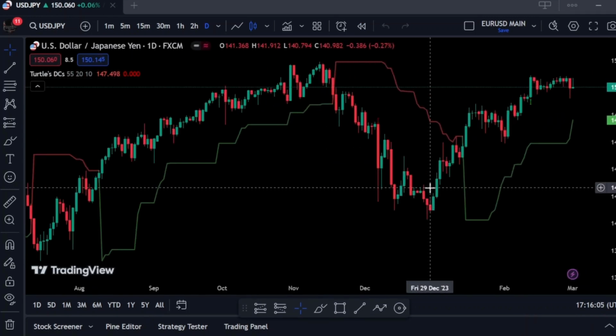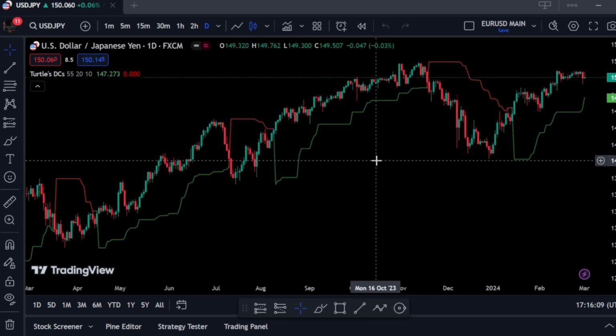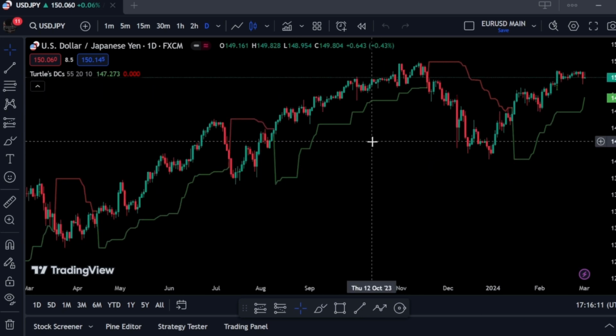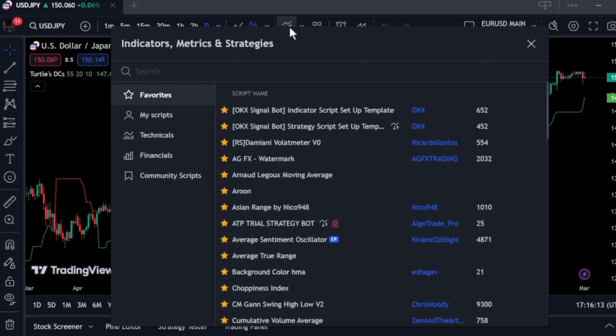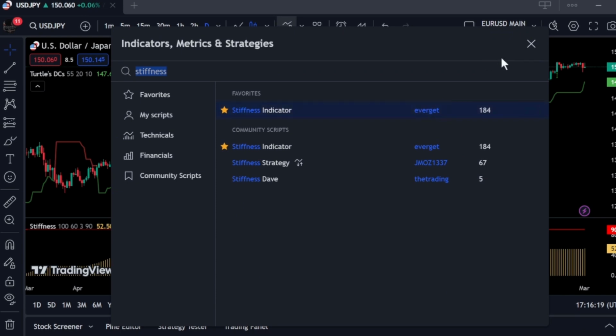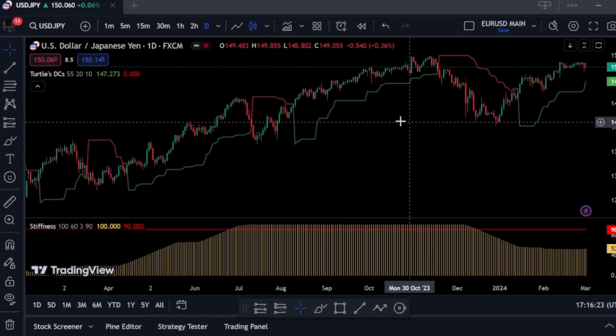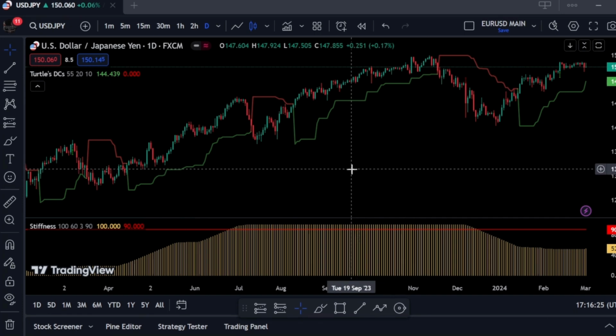Firstly, we're going to be looking at the Stiffness indicator. Don't worry, I know the name is hilarious. To add this indicator, you're to go ahead and click on the Indicators tab on TradingView. Next, search for Stiffness and select the first one by Aggregate. Now this indicator on its default performs phenomenally and is very unforgiving to ranging markets. It works perfectly on the lower and higher time frames.